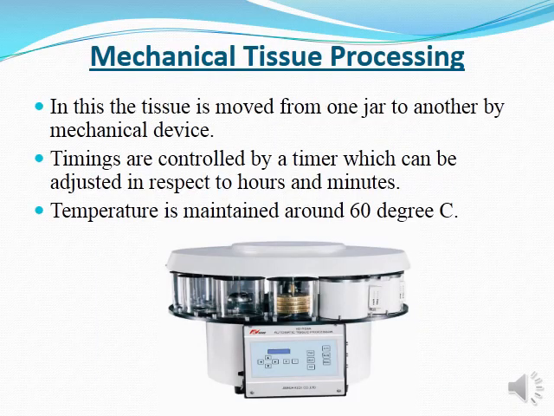Next is mechanical or automatic tissue processing. In this, the tissues move from one jar to another by a mechanical device. The timings are controlled by a timer which can be adjusted, and the temperature is maintained around 60 degrees Celsius.